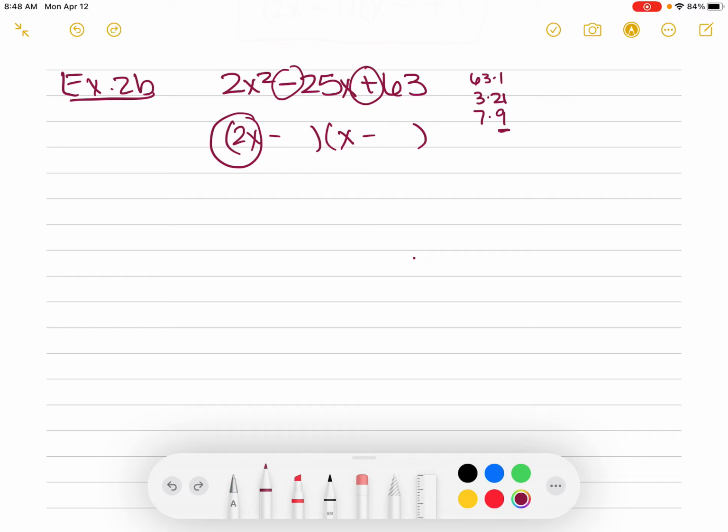Okay, hold on, let me erase that circle. Okay, 9 goes here because that's going to make 18x. And then the 7, so we pick this one. The 7 is going to go here, and that's 7x. And when I add these two, I get 25x. Okay?